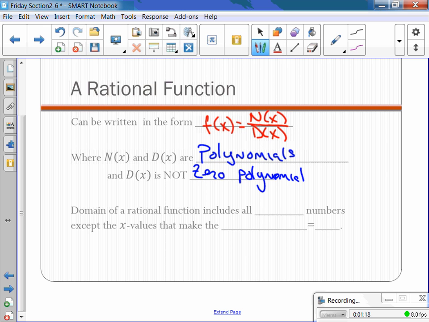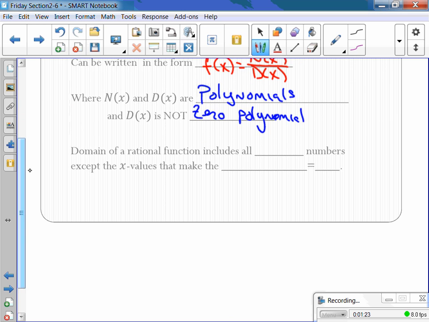The domain of a rational function? Just like we did before, we know we can't divide by 0, whether I have numbers, variables, or an entire polynomial. The denominator can never equal 0, so we all start off with all real numbers except for where I'm dividing by 0.